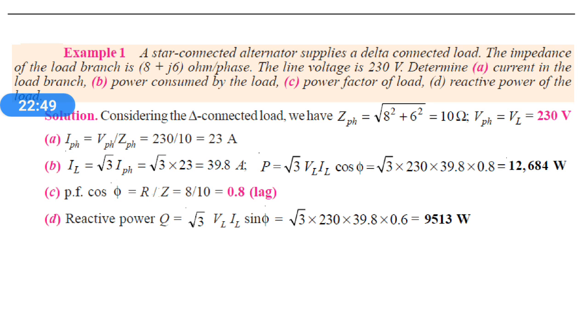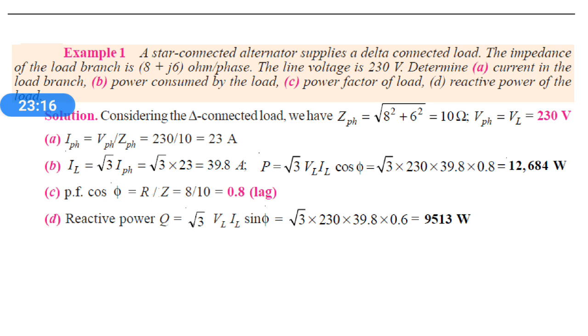So power equal to root 3 VL IL cos phi. Root 3 into VL is 230, IL is 39.8 ampere into cos phi is 0.8. So while doing the multiplication we will get 12,684 watts or 12.684 kW.